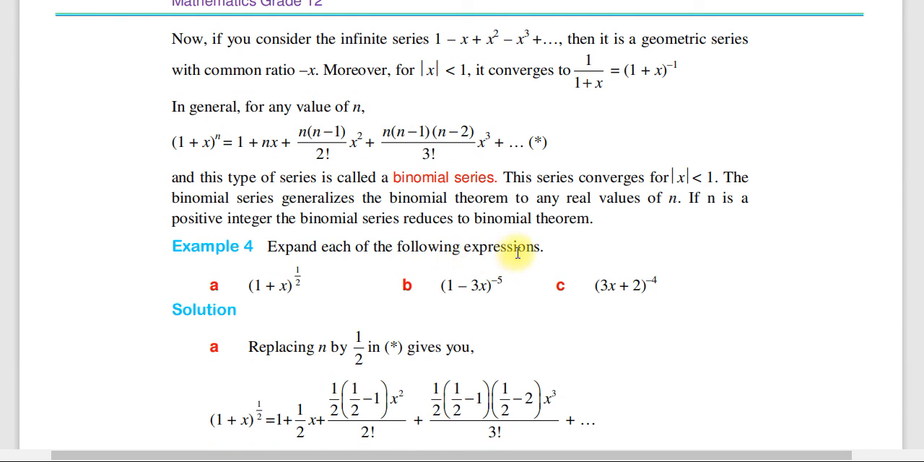For example, expand each of the following expressions: (1 + x) to the power of 1/2, (1 minus 3x) to the power of minus 5, and (3 + 2x) to the power of minus 4.